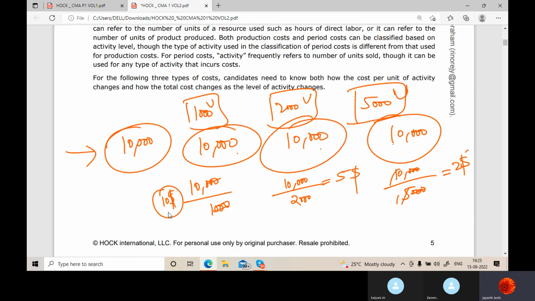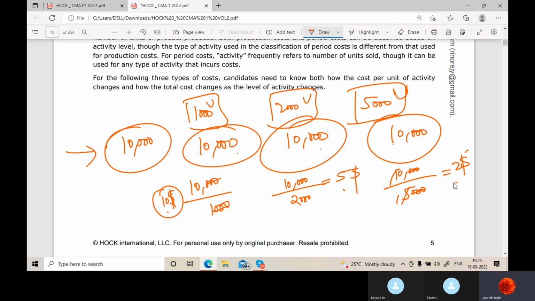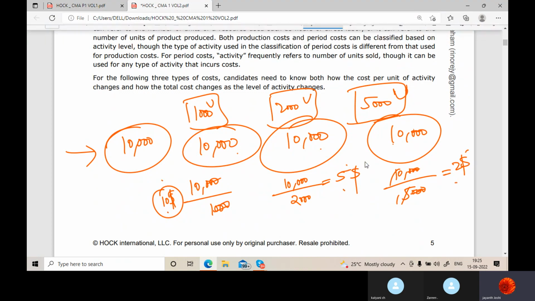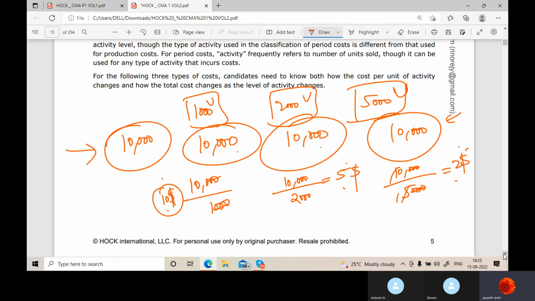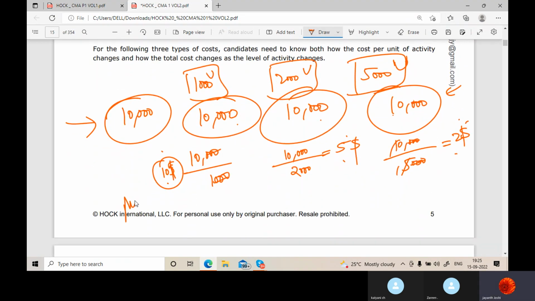So here $10, $5, $2. You can see that they are changing every time. If you see the total cost, the total fixed cost is always fixed. But if you see the per unit fixed cost, it is changing. Correct? But the per unit variable cost will be fixed.